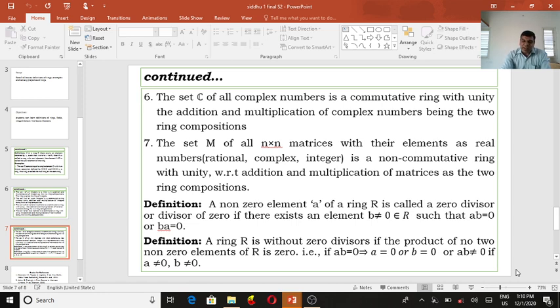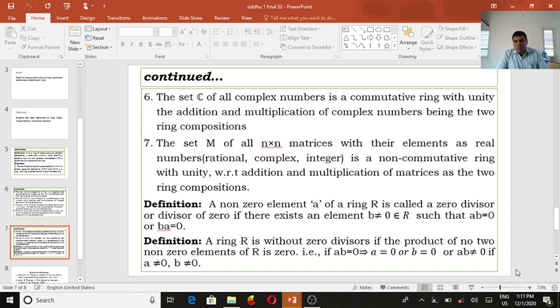But if we take the product 2 into 3, what is 2 into 3? 6. 6 is 0, because the remainder in Z6 is 0. But A is not equal to 0 and B is not equal to 0, yet the product is 0. This is called a zero divisor. A non-zero element A of a ring R is called a zero divisor, a divisor of 0, if there exists an element B not equal to 0 such that AB equals 0. This is called a zero divisor.